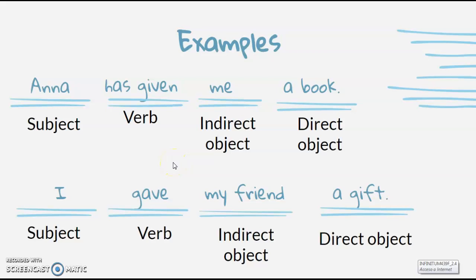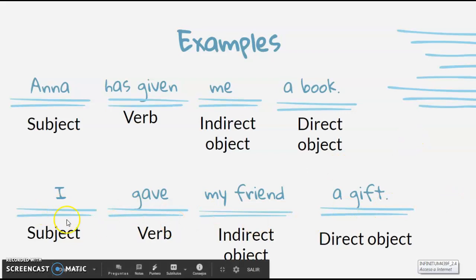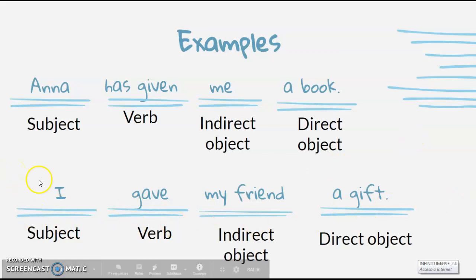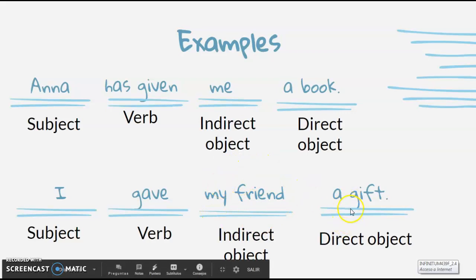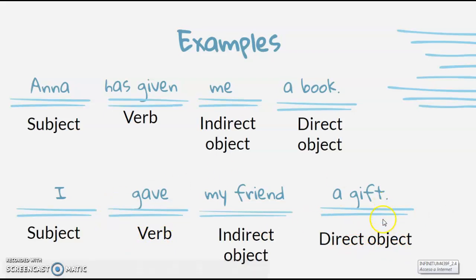So that would be the indirect object. And if you notice, it is between the verb, which is has given, and the direct object, which is a book. On the second sentence, this is the example that I gave you with direct object. I gave my friend a gift. To whom did I give a gift? To my friend, the person that is receiving the action or the object. That would be the indirect object. And again, you can see that it's between gave and a gift, which are the verb and the direct object.